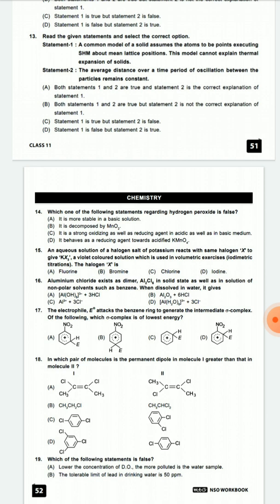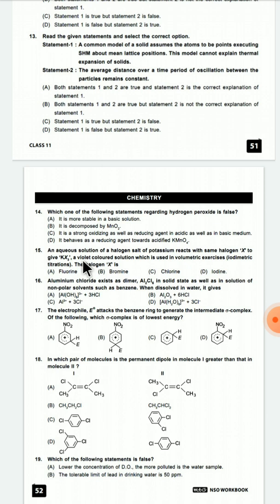Option A: it is more stable in basic solution. Option B: it is decomposed by manganese oxide. Option C: it is a strong oxidizing as well as reducing agent in acidic as well as in basic medium. Option D: it behaves as a reducing agent towards acidified KMnO4, potassium permanganate. So here option A will be the answer, because we know that hydrogen peroxide is not more stable in basic solution. It is more stable in acidic solution. Okay, option A will be the answer.